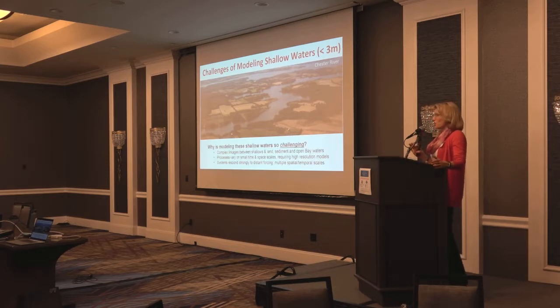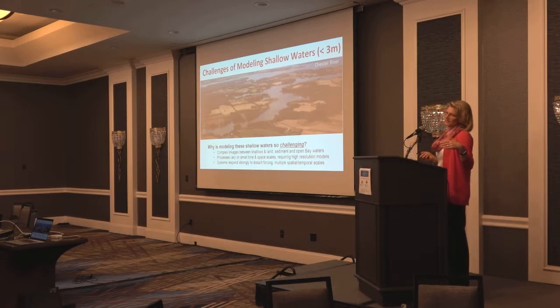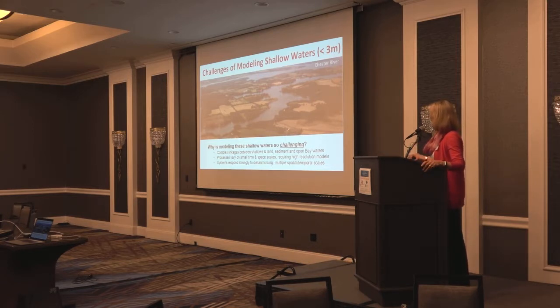Unfortunately, these shallow waters are also probably the most challenging to model. I think this image here of the Chester River really shows this pretty clearly. You can see these complex linkages between the land and the meandering waterway here. You can see the forests leading in, the farm fields, the houses and structures, and then the bay in the background. So in these coastal, very shallow water areas, processes vary on very small time and space scales. So we're going to require really high resolution estuarine models to simulate these processes.